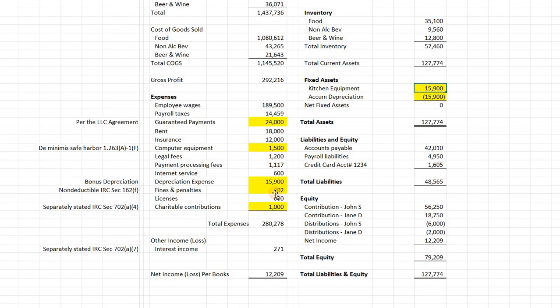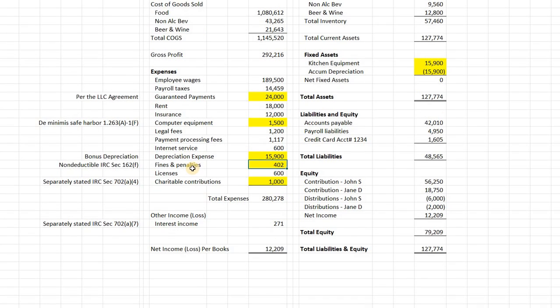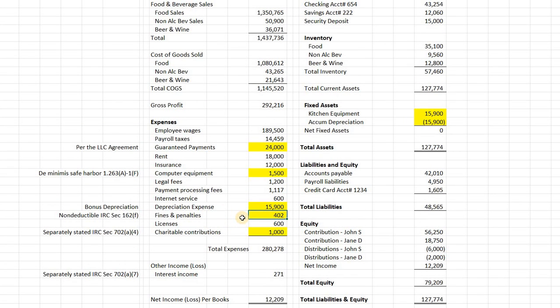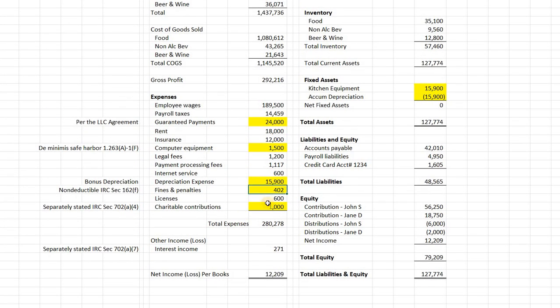Fines and penalties, so $400. Let's say they missed some licensing fees or something like that. Fines and penalties are a bit interesting because they're actually not deductible for tax purposes. So it's still a business expense in that you had to write a check, so you get to write it off for book purposes. But for tax purposes, it's non-deductible, and that's under Section 162(f). And so I'm highlighting that because we'll have to have a book-tax adjustment for that component.